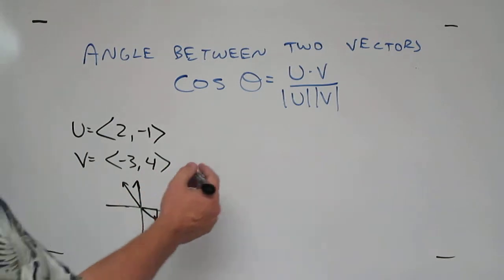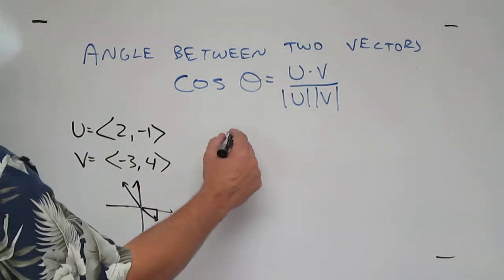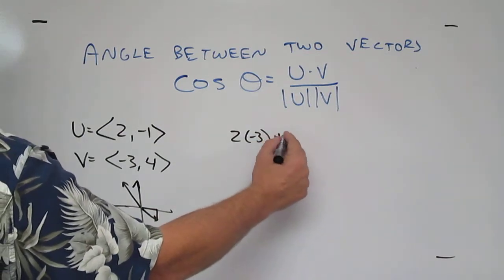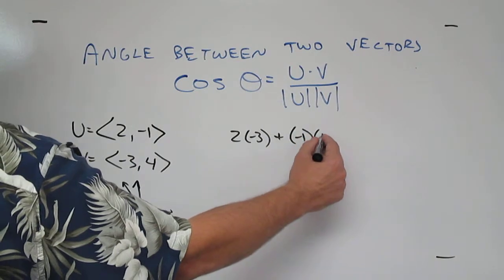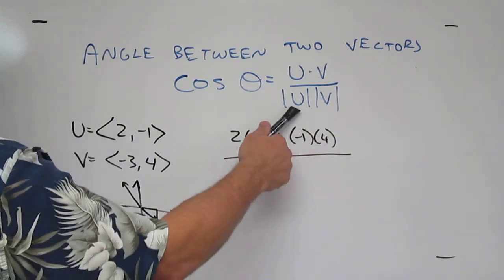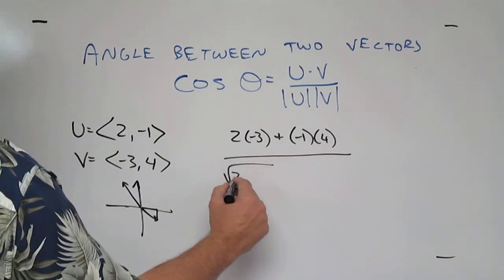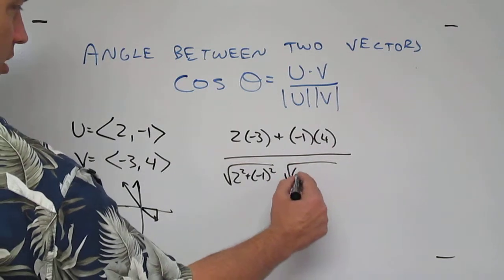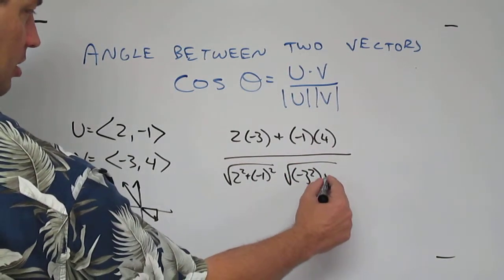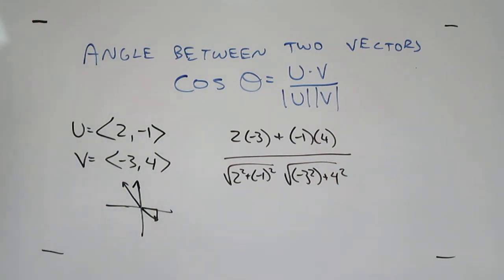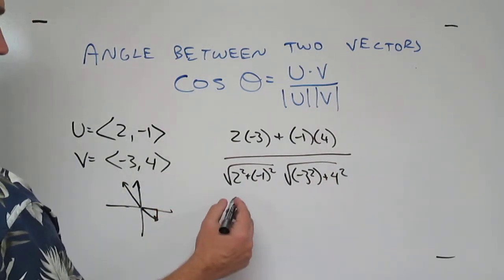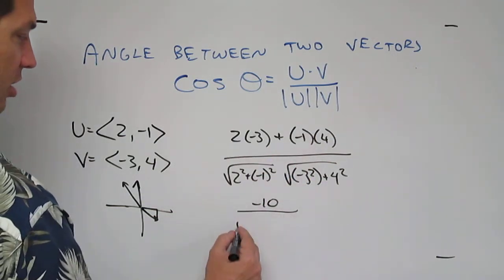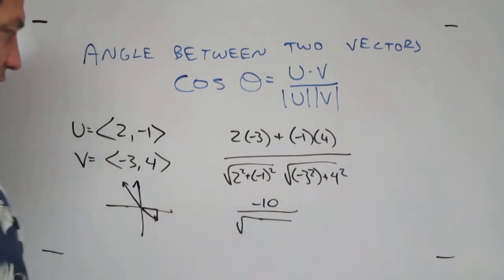So if I found the dot product, so u dot v is going to be 2 times -3 plus -1 times 4. And I'm going to divide that by the magnitude of u, which was what? The square root of 2 squared plus -1 squared times -3 squared plus 4 squared. So when I simplify that, and this is all what cosine of theta is going to be equal to, I'd have -6 plus -4, -10, all over the square root. I'm going to put it in one big thing.